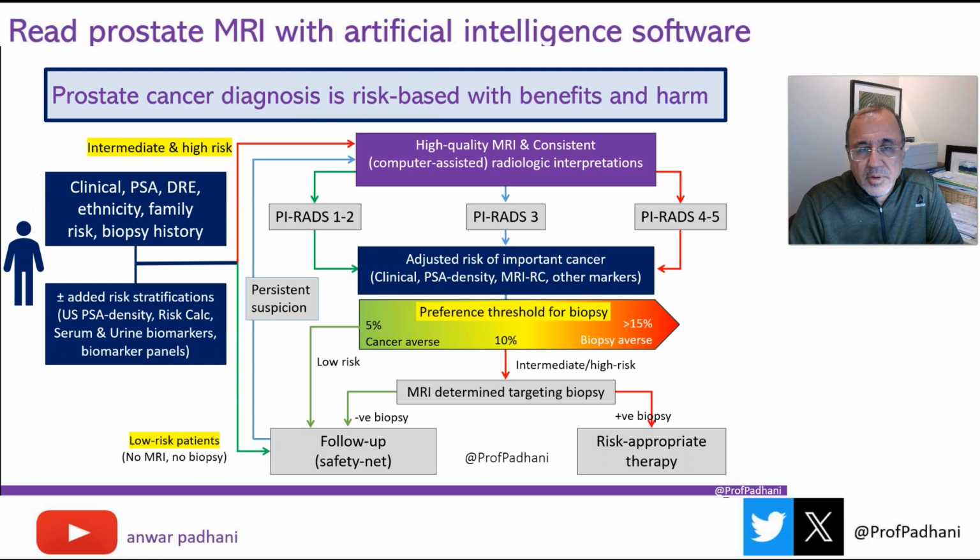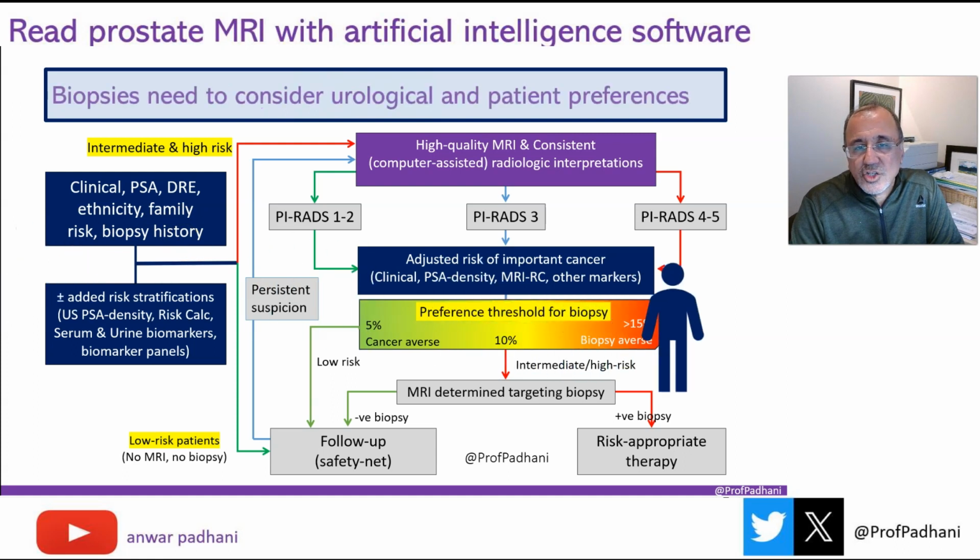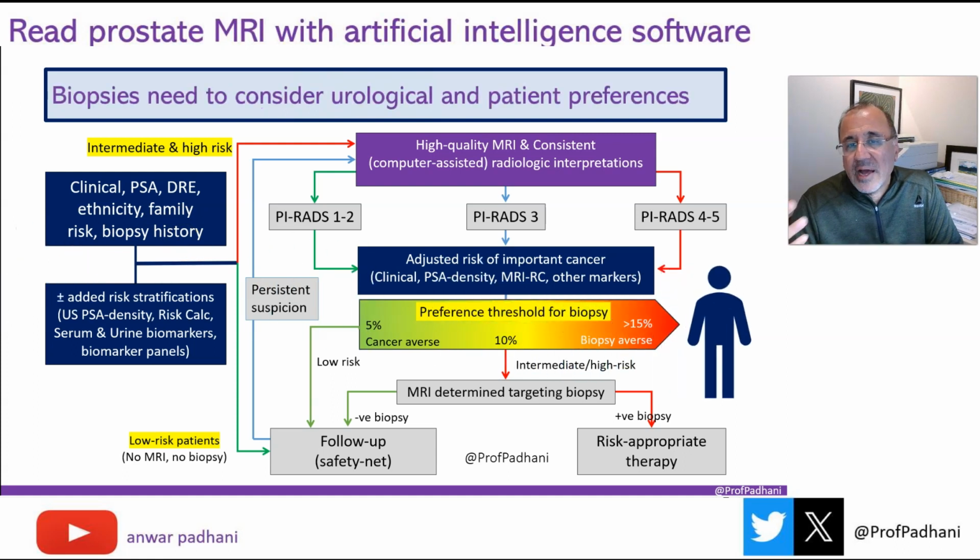Let me just show you what I mean. We know that the prostate cancer pathway is risk-based. So initially, the patient's risk is assessed by clinical assessments, by DRE, ethnicity, family history, biopsy history, as I've just said. But once a decision is made about undertaking an MRI, there is a second and separate risk assessment that then takes the MRI into account.